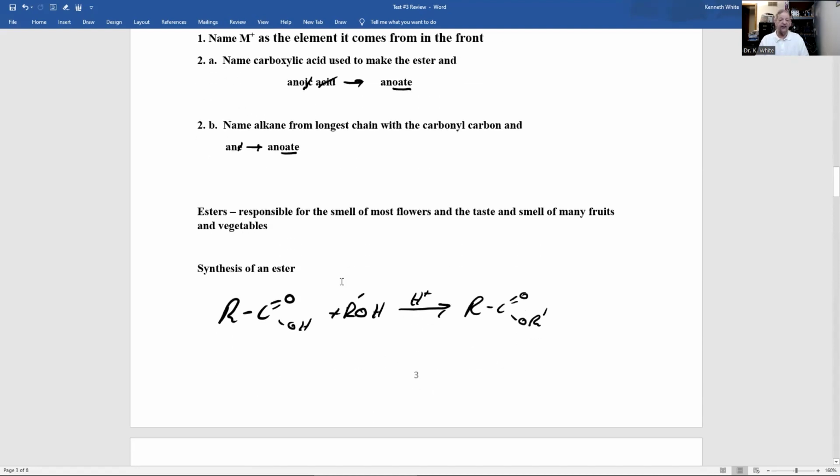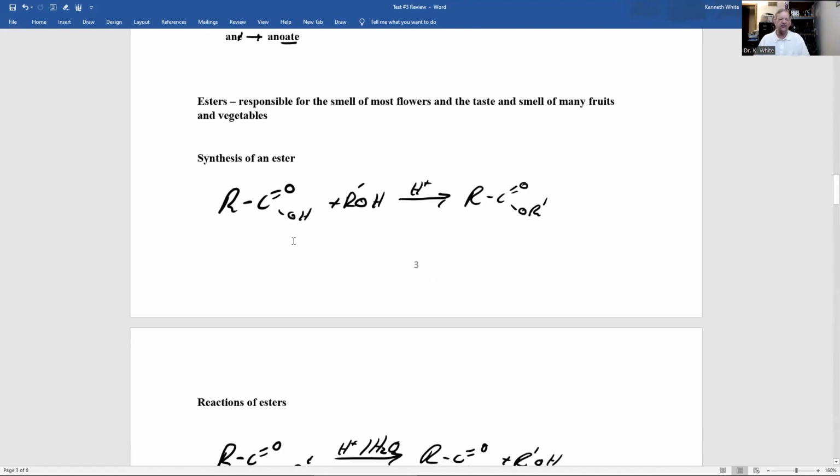Now, esters, you should know, are responsible for the smell of most flowers. Today, when I was outside, I was smelling the flowers around my neighborhood, and I was thinking, wow, those esters smell nice. And I'm probably the only one in the area who was thinking that. Now, esters are responsible for the smell of most flowers and the taste and smell of many fruits and vegetables.